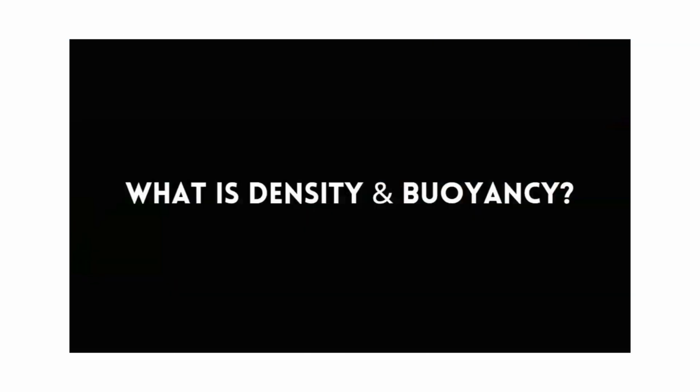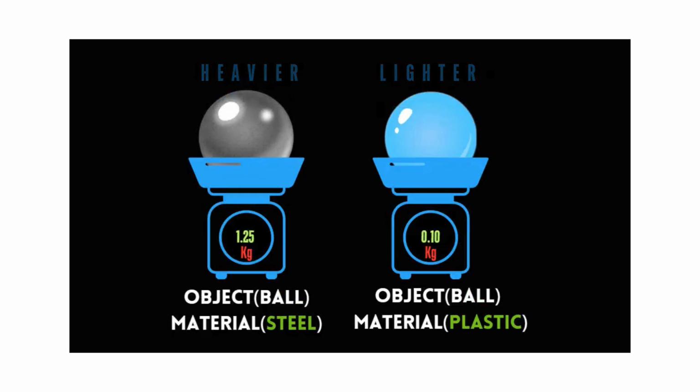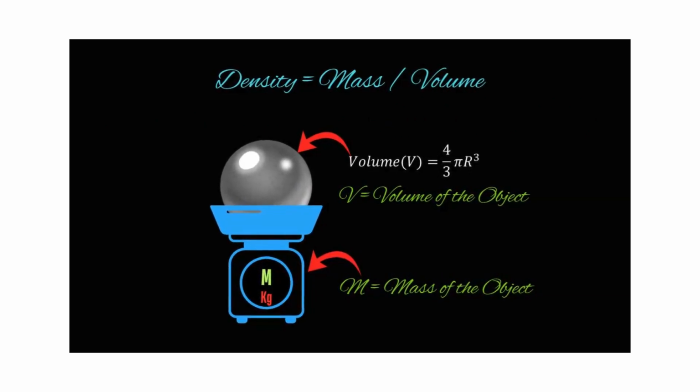Let us start with basics. Imagine you have two objects, both the same size but made of different materials. One feels much heavier than the other. That is because they have different densities. Density is simply how much mass is packed into a given volume. Mathematically, we can express density as mass per unit volume. Density is typically measured in kilograms per cubic meter or grams per cubic centimeter.